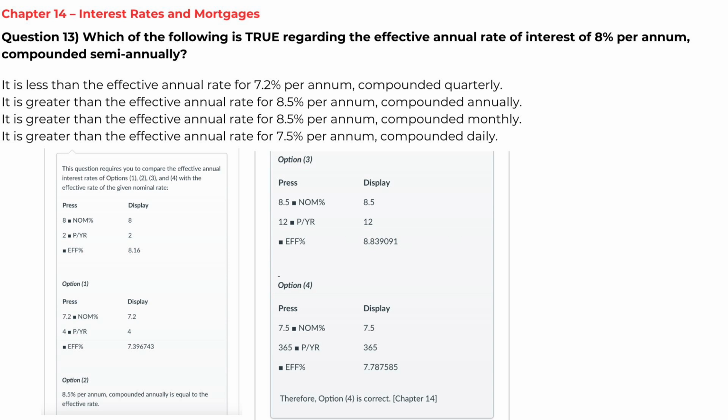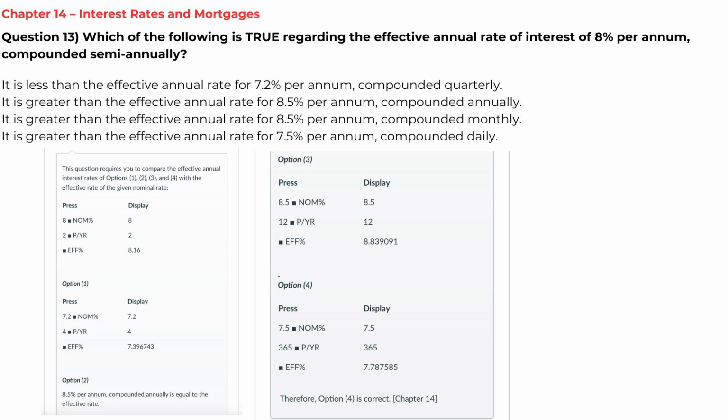Option 1. 7.2 shift nom. 4 shift PYR. Shift effective. Calculator displays 7.396743. That is, J1 equals 7.396743. Option 2. 5% per annum compounded annually is equal to the effective rate.